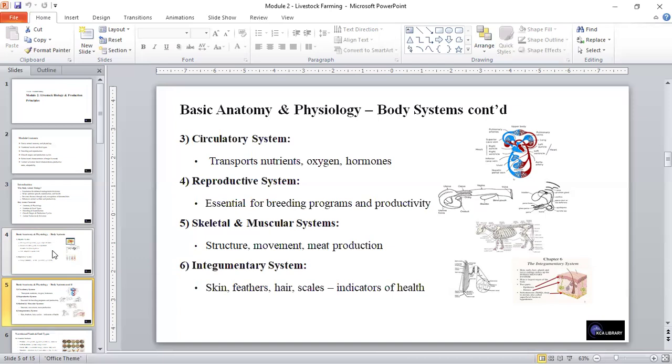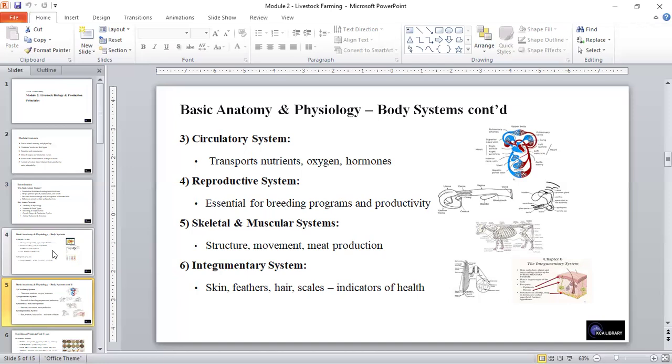For the reproductive system, these are the means of reproduction. We have the male and the female animals, just as for humans. It is essential for breeding programs and productivity. So, there's need to study it. You can check the manual for a better explanation of each of these systems.